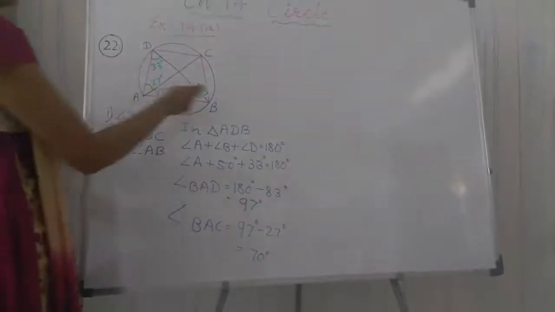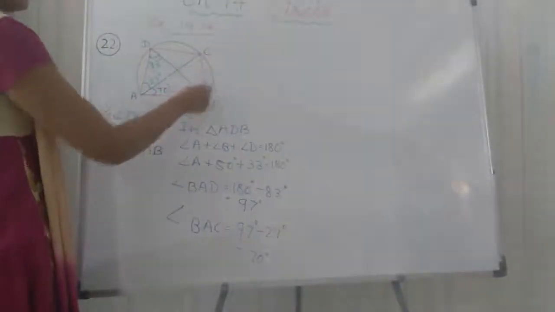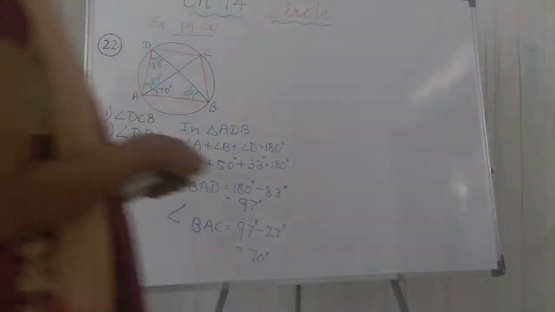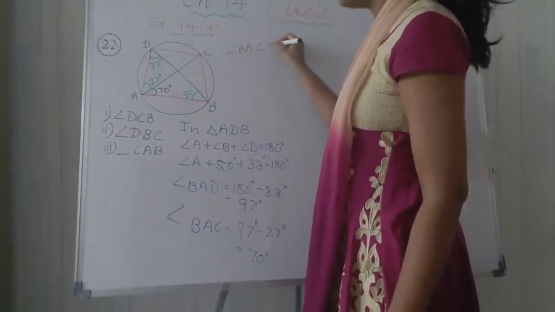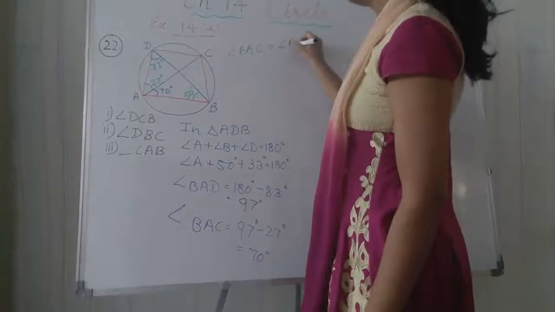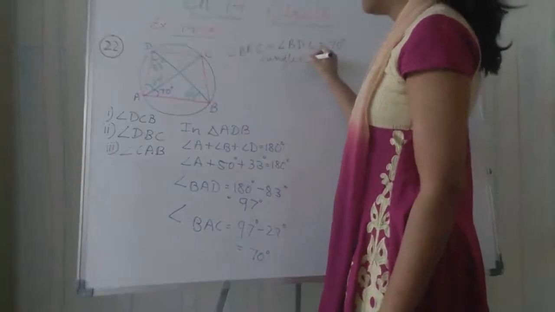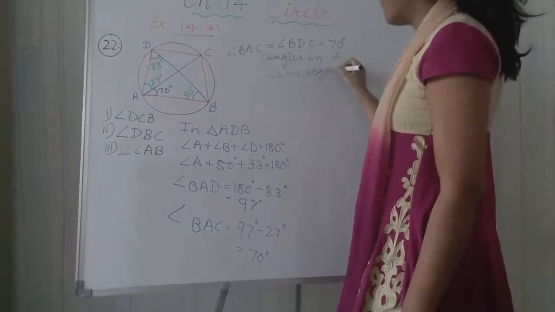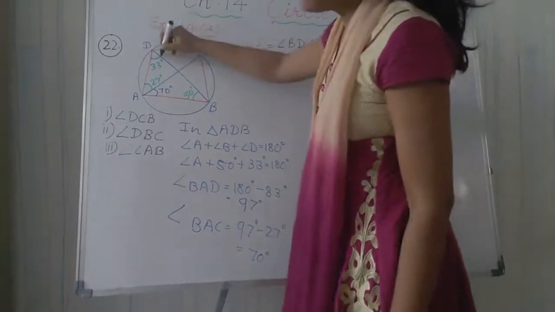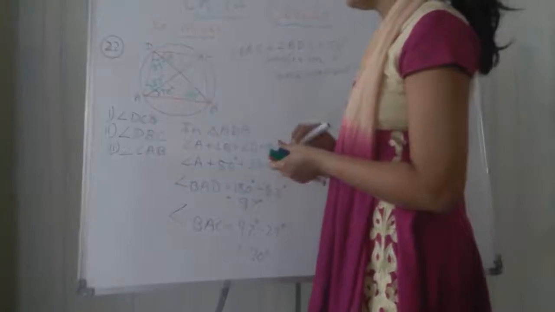Now you see BC, this is the arc BC. From there CAB and BDC, both the angles are formed from this arc BC. So let me write here, angle BAC is equal to angle BDC is equal to 70 degree. Angles in the same segment, we can write. So now you see here also I can write 70 degree. Okay, so we get here angle BDC.